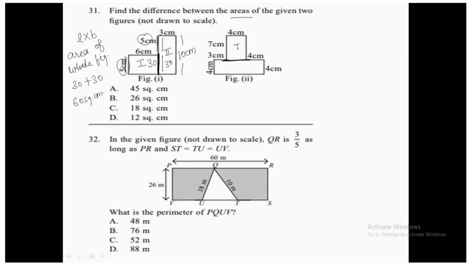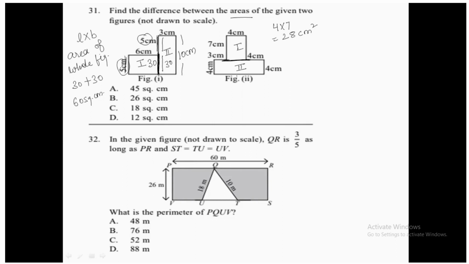So this will be the first rectangle and this will be the second. Now let's find the area of the first rectangle, that will be 4 multiplied by 7, which is equal to 28 square centimeter. Okay, now let's move to the second one.